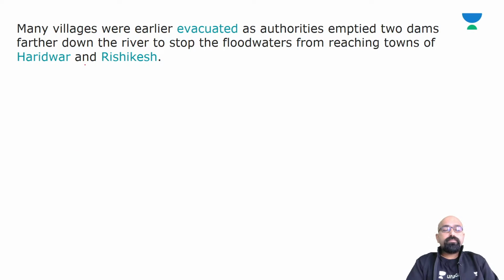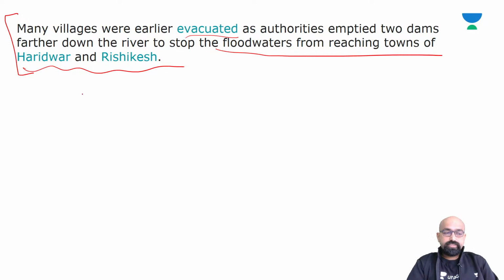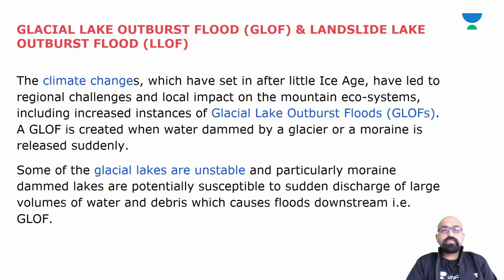And as a precautionary measure, many villages were evacuated earlier, as authorities emptied two dams further down the river to stop flood waters from reaching the towns of Haridwar and Rishikesh, these localities in Uttarakhand.